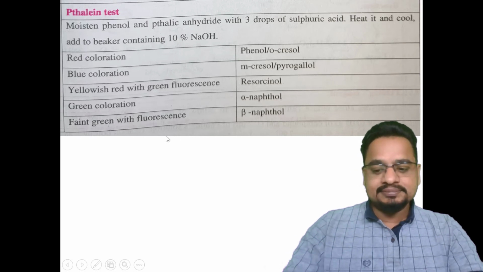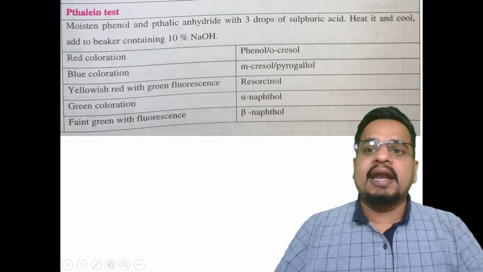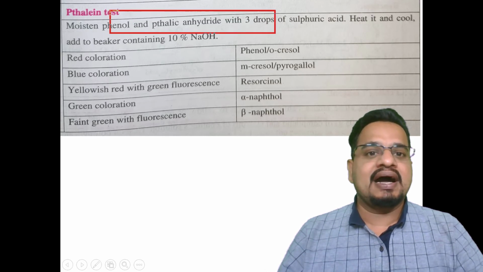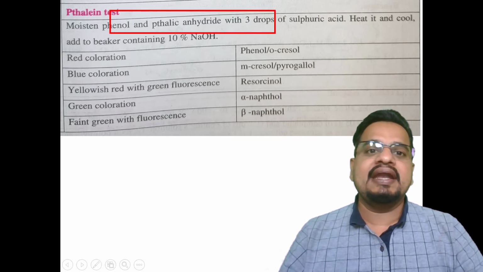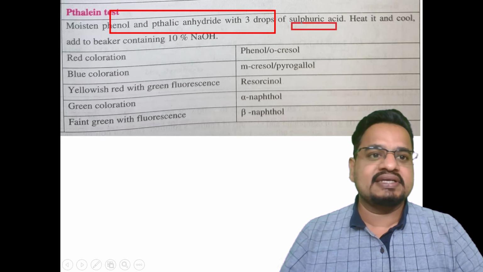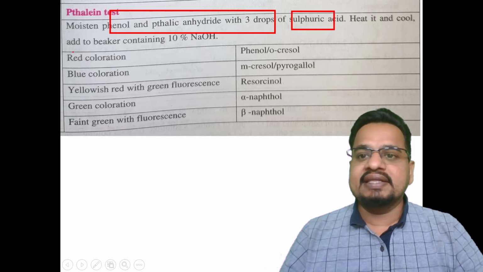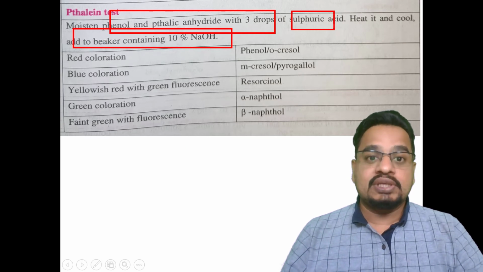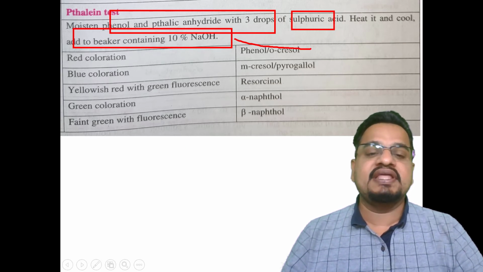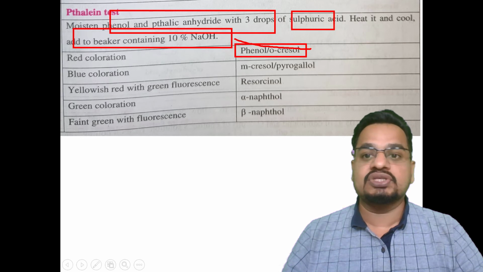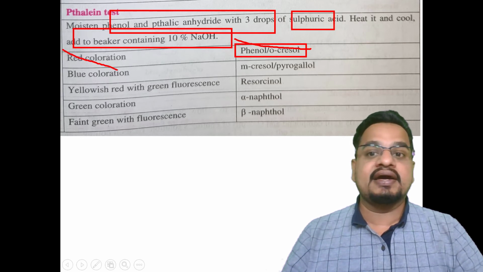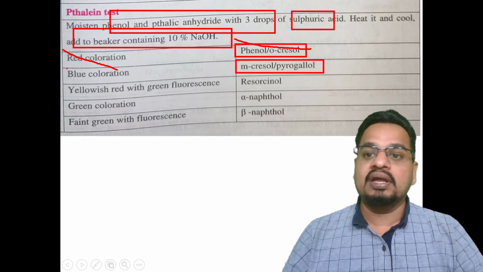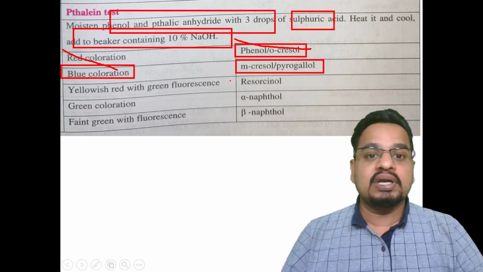So how is it done? You know this test. Now, phenol plus phthalic anhydride, and in that you will add sulfuric acid. Heat it and then add 10% sodium hydroxide. If the compound has phenol or orthocresol, it will give the red coloration. If it is metacresol or pyrogallol, it will give the blue coloration.